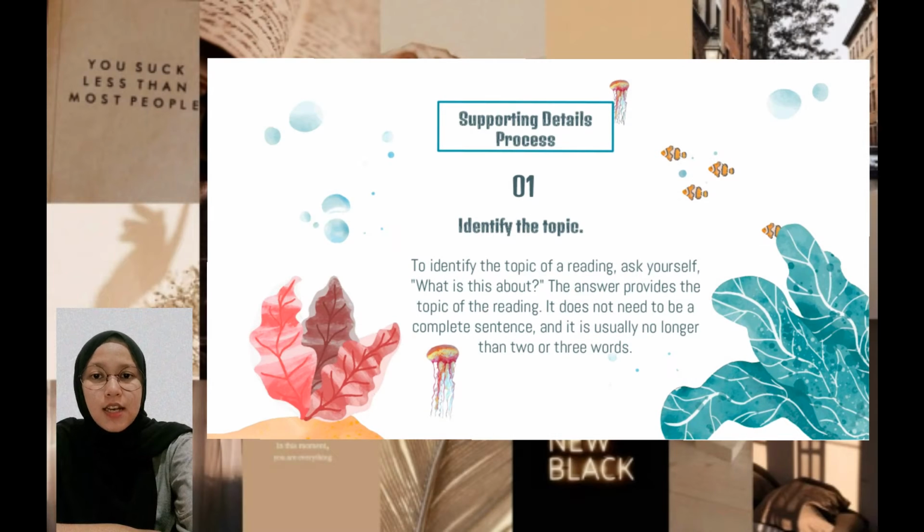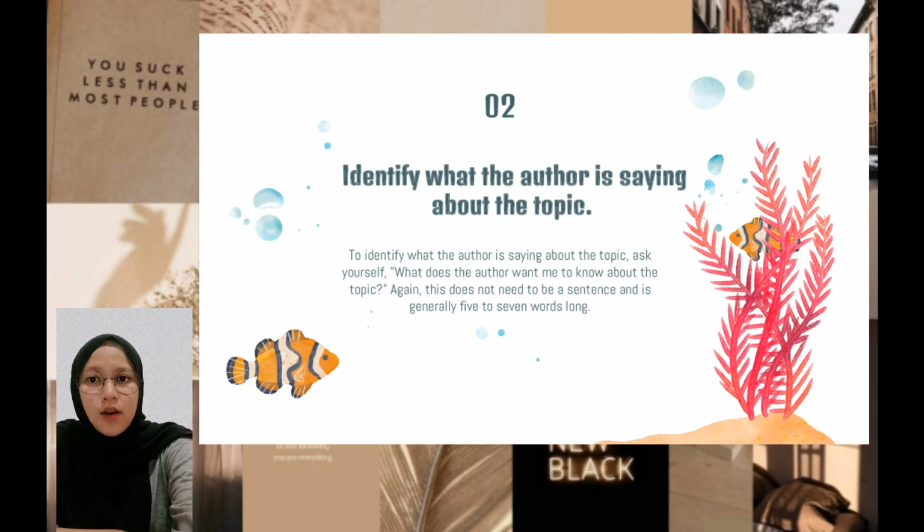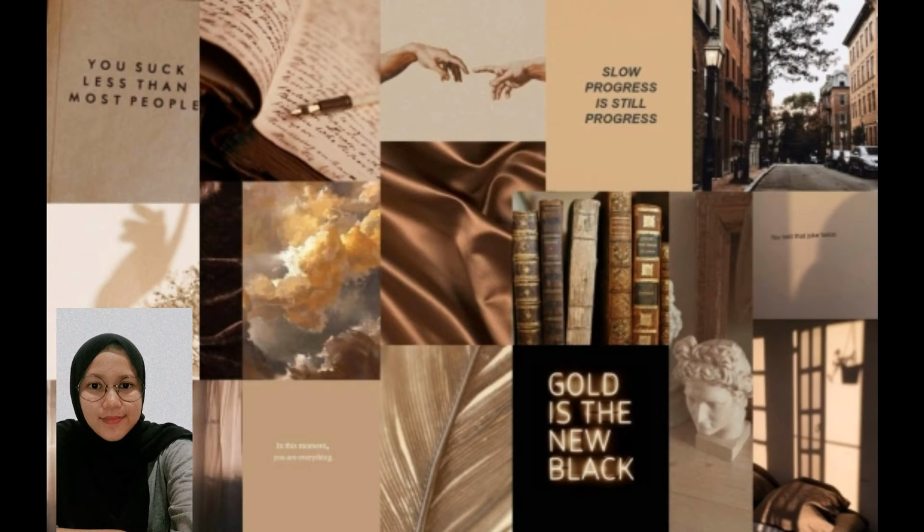Supporting detail process. The first, identify the topic. To identify the topic of a reading, ask yourself, what is this about? The answer provides the topic of the reading. It does not need to be a complete sentence, and it is usually no longer than 2 or 3 words. The second, identify what the author is saying about the topic. To identify this, ask yourself, what does the author want me to know about the topic? Again, this does not need to be a sentence and is generally 5 to 7 words long.